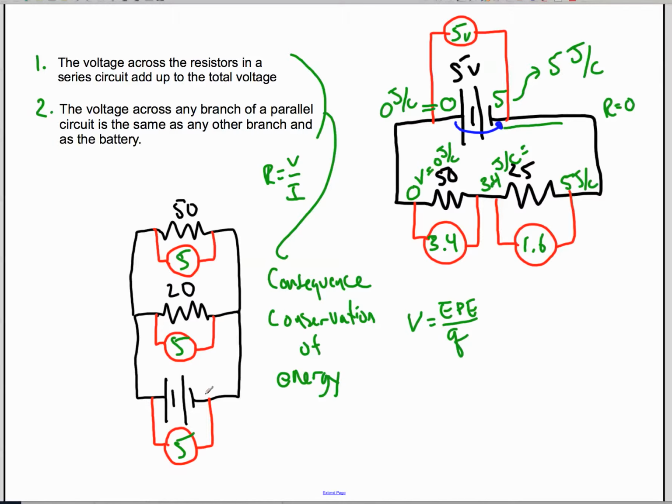The same thing can be seen here. As the charge flows like this, all in the wires here, there's no energy loss. So this is at 5 volts, 5 volts, 5 volts, and all these are at 0 volts because, again, we have to have a 5-volt difference across the battery.